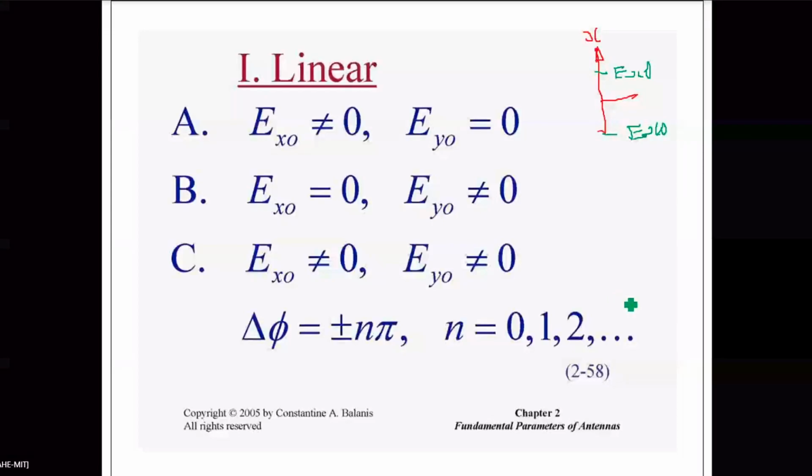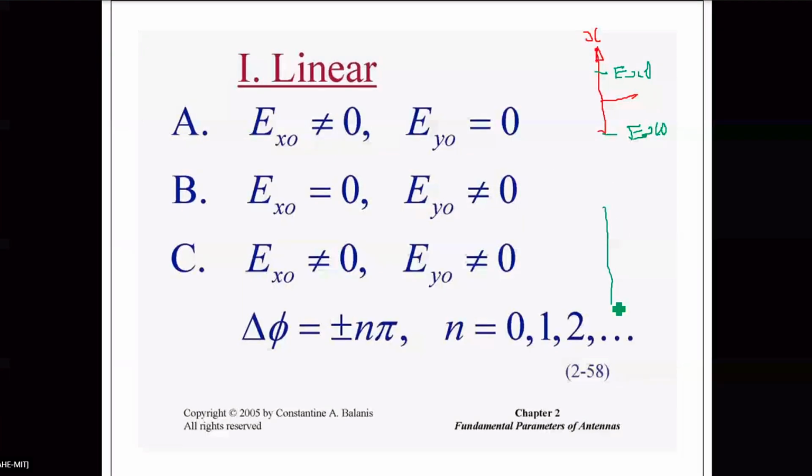Exactly linear polarization. How do you get part C? Ex naught is not equal to 0, Ey naught is not equal to 0. That means there are both x and y components. But delta phi will be n pi, where n is 0, 1, 2, 3. Okay, what does it mean?